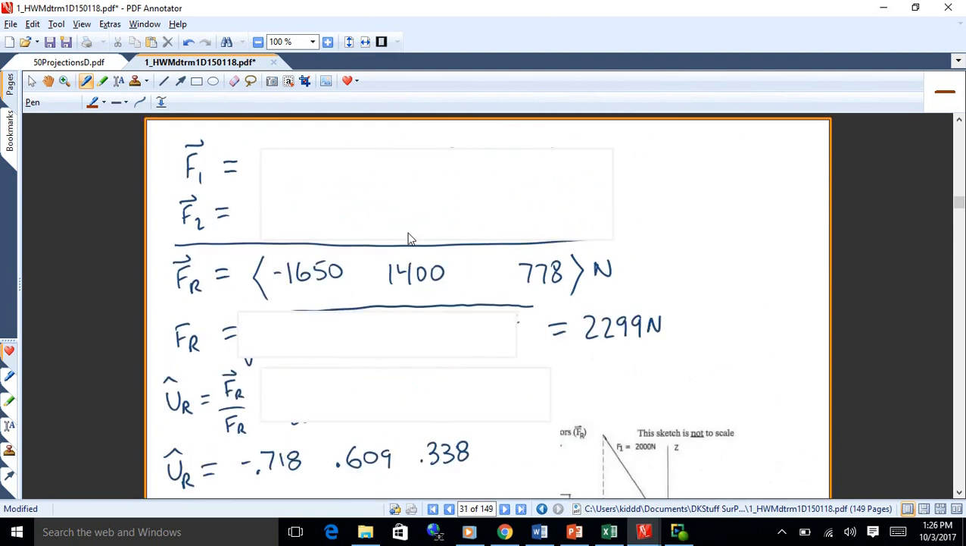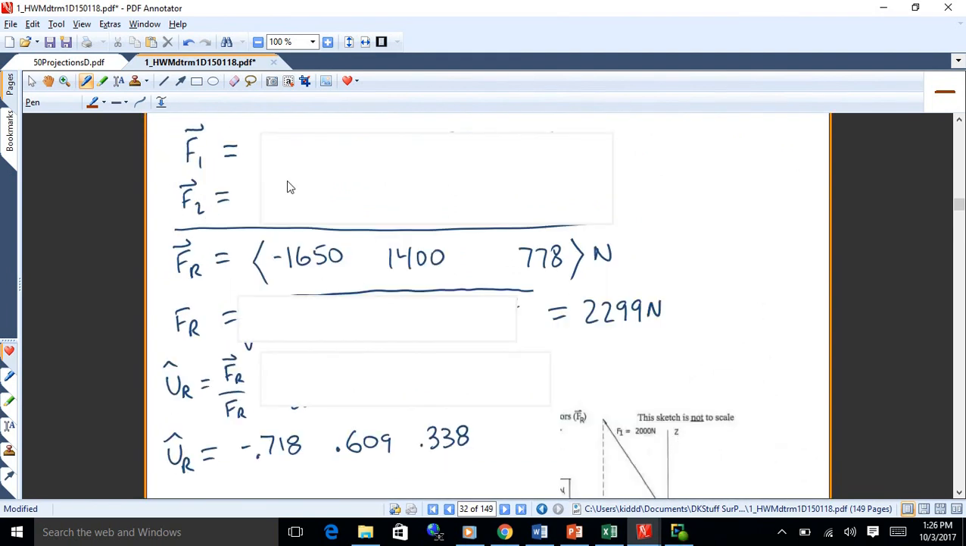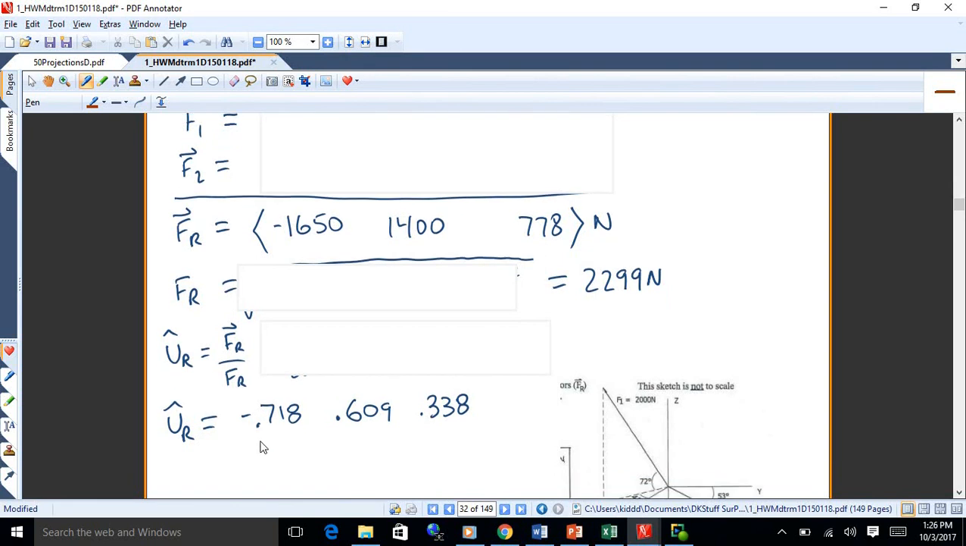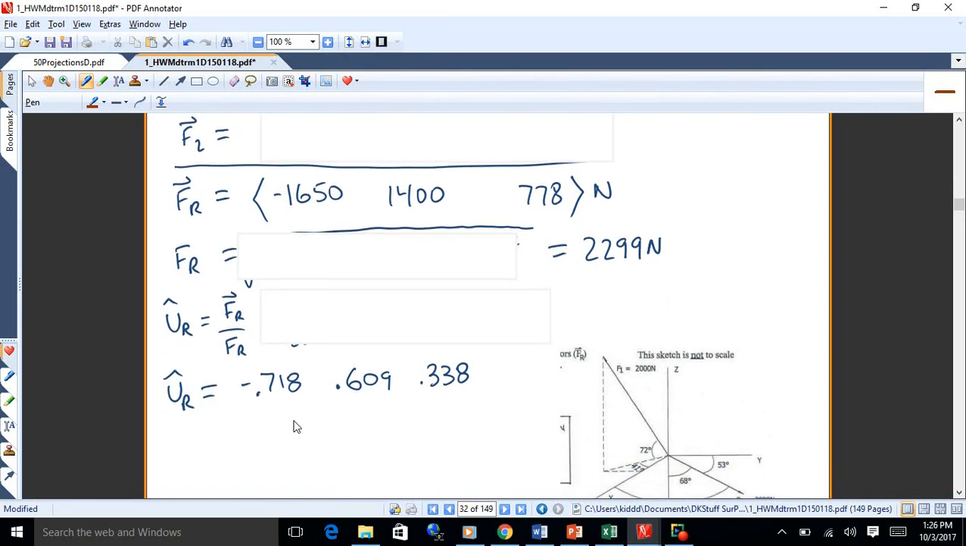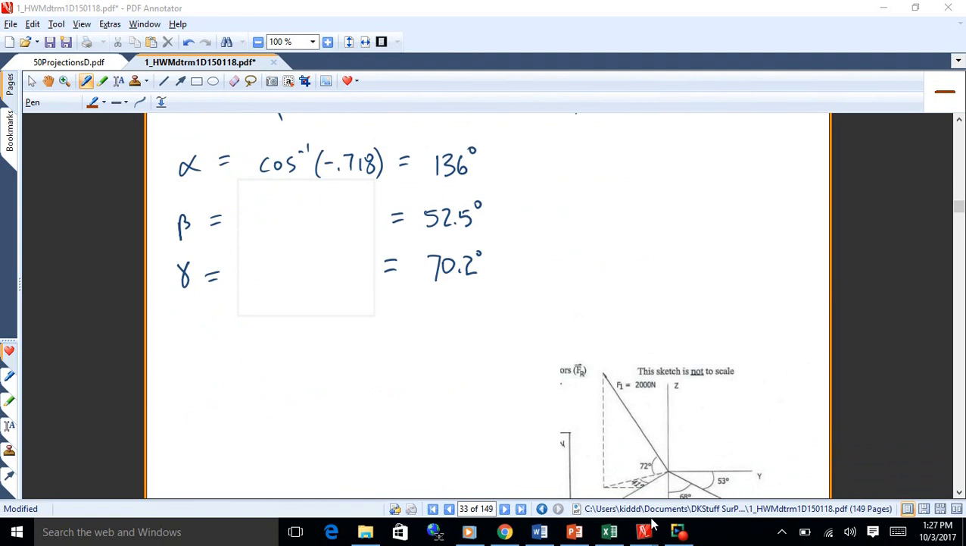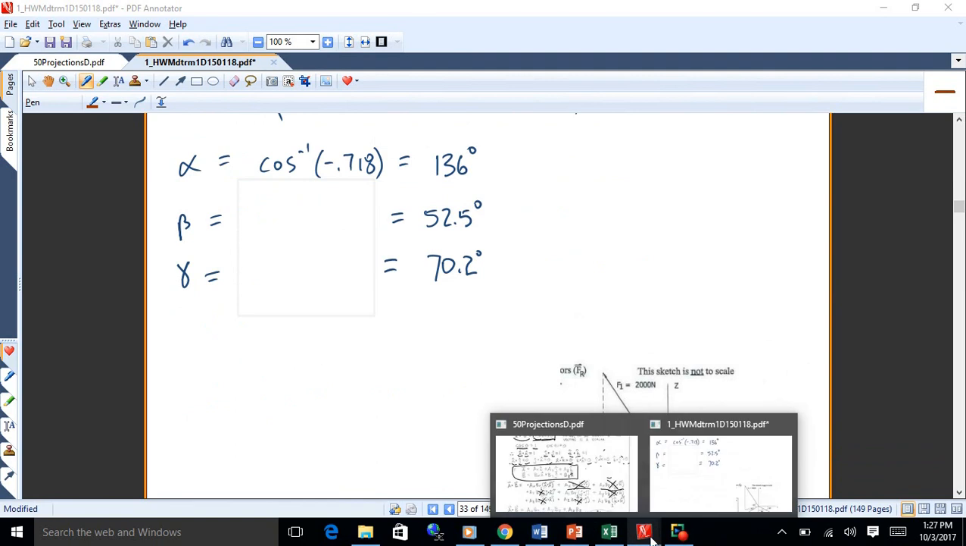All right, then what you're going to do is add everything up and find the resultant, adding up the X and Y components. Once you have that, you can find the magnitude of the resultant. You can find the unit vector for the resultant. And I think part of this question was to find the, so there you go. Okay, so that'll be the four of them.